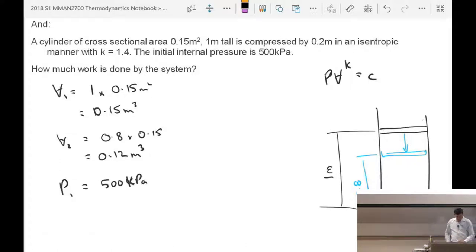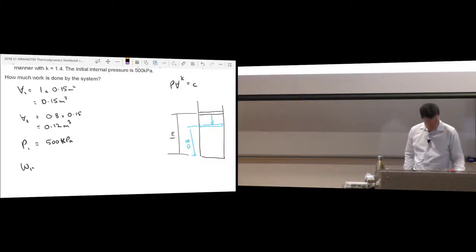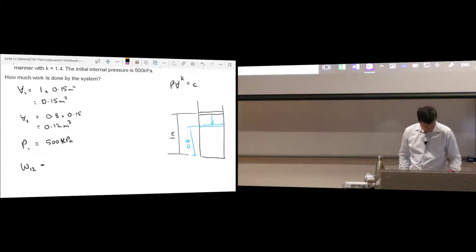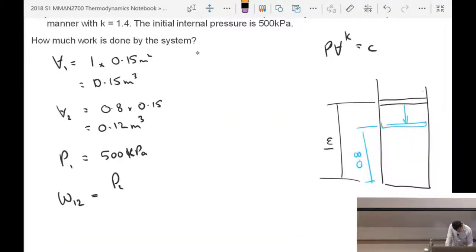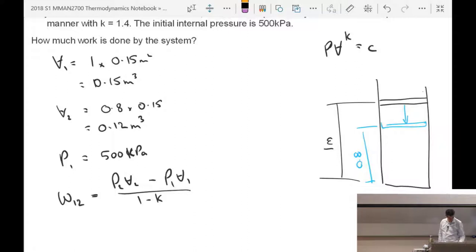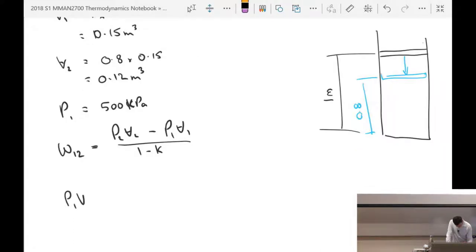All right. That looks like the things we need. Work from 1 to 2 equals, let's check there. PowerPoint slides, it's isentropic. So we're going to use the equation from the bottom left-hand corner. P2 V2 minus P1 V1 over 1 minus K equals P2 V2. Okay, looks like we need P2. All right. So to get P2, we're going to use this equation at the top right-hand side. So P1 V1.